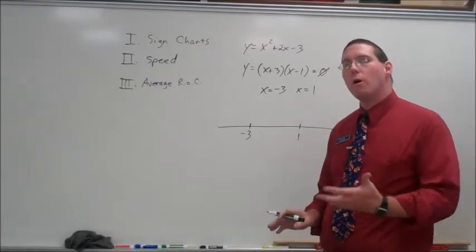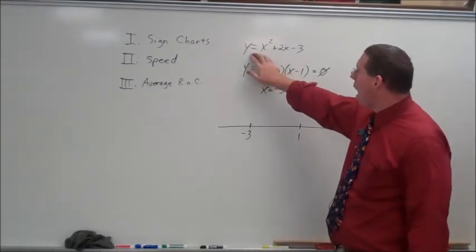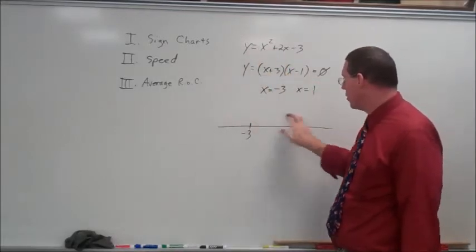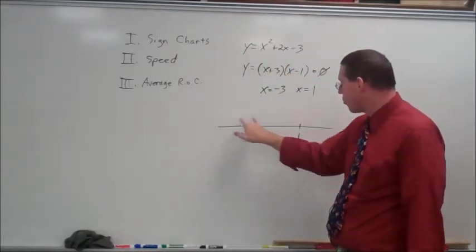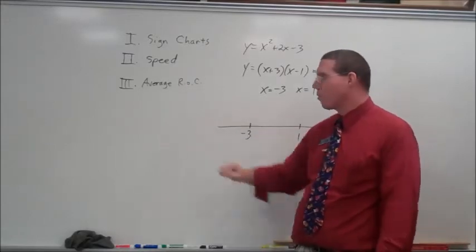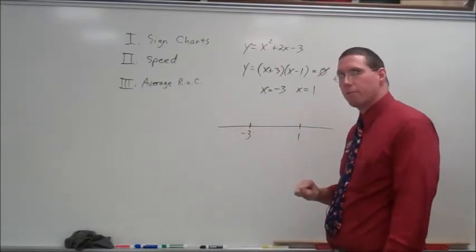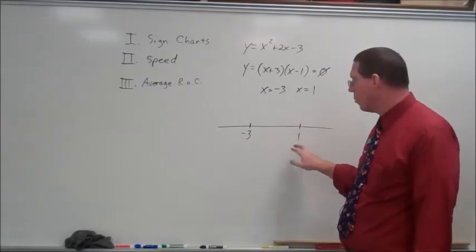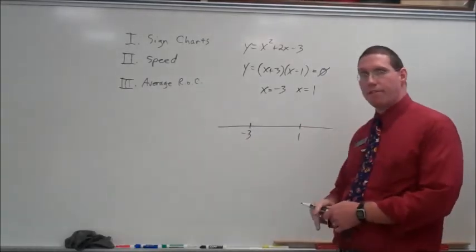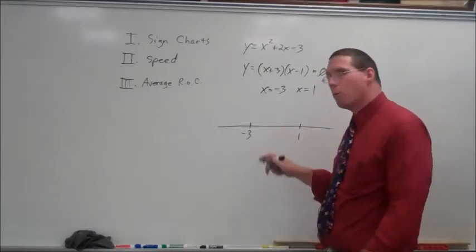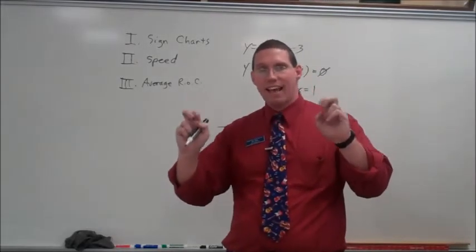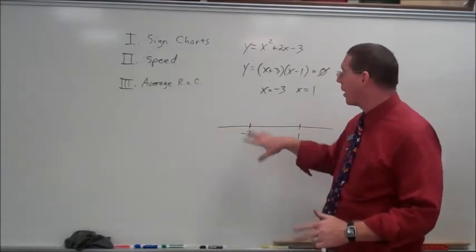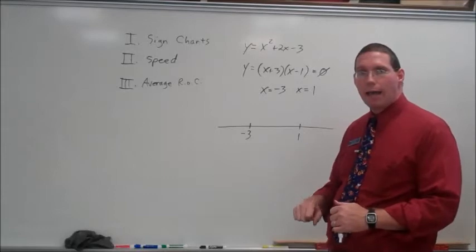Now all I want to know is whether y is positive or negative on each of these intervals. By putting these hash marks, I have created 3 intervals. One that starts at negative infinity and ends at negative 3. Another one that starts at negative 3 and ends at 1. And then one that starts at 1 and ends at positive infinity. And all I'm going to do is pick what are called test values.